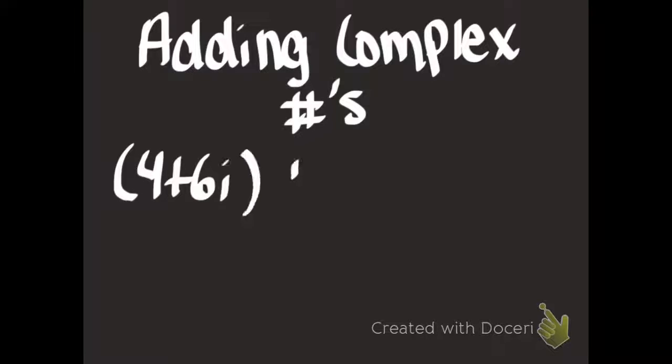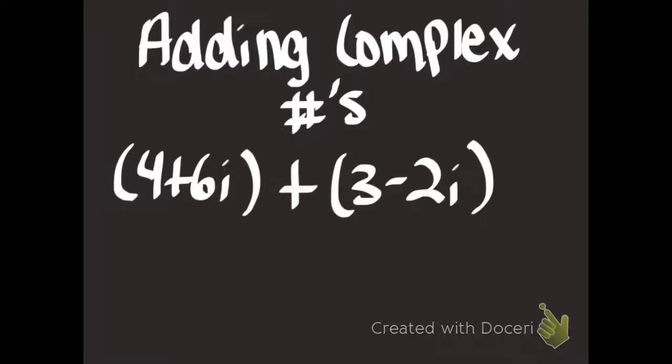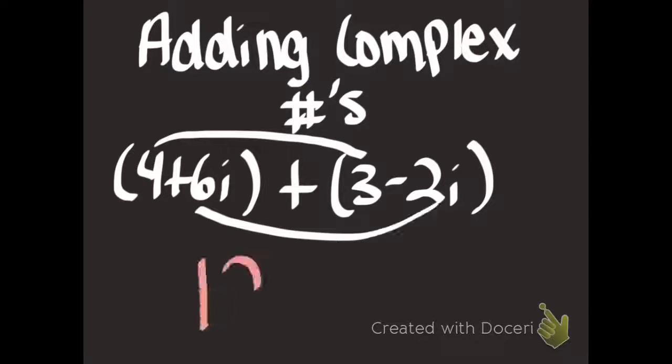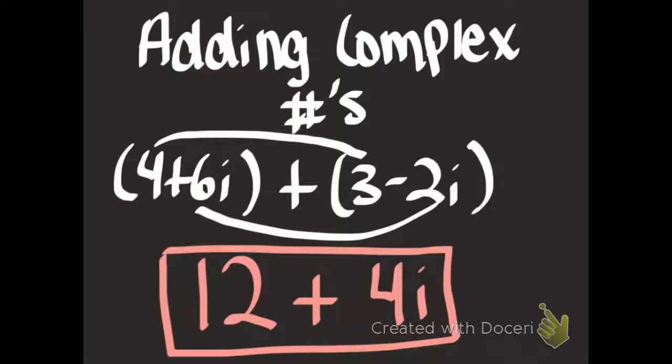The first thing that we're going to learn is adding complex numbers. The first equation we start out with is 4 plus 6i plus 3 minus 2i. You pretty much pretend the parentheses aren't there and you add them together, and you get 12 plus 4i, making sure that your i is the last number that comes.